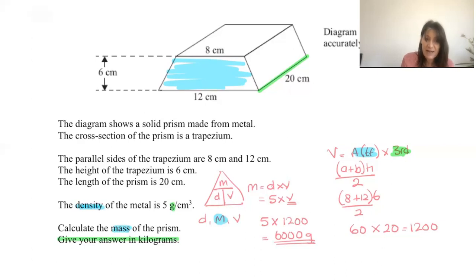How many grams are there in a kilogram? There are 1,000. So I now need to divide through by 1,000 and I get 6 kilograms as my final answer. So lots and lots to look out for, which you would expect in grade 4 and grade 5 questions. So really check back in with that question all the time.